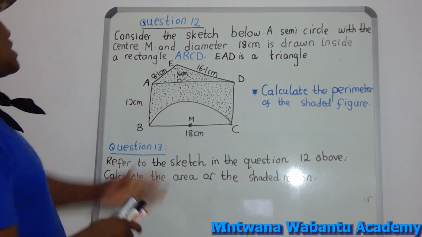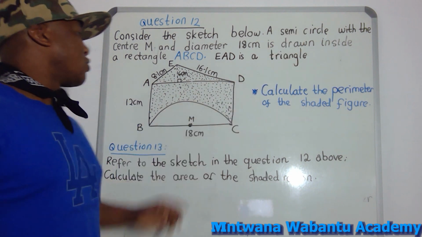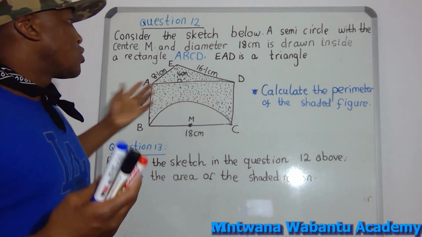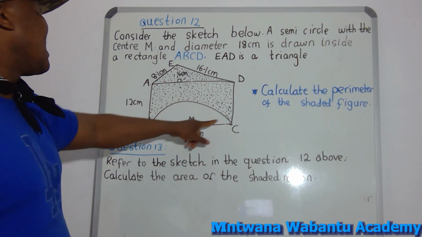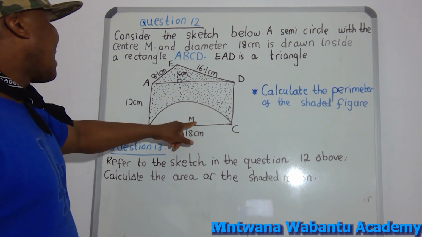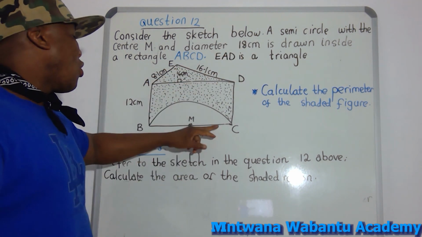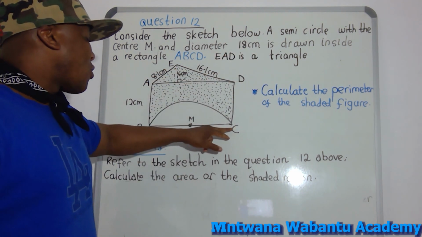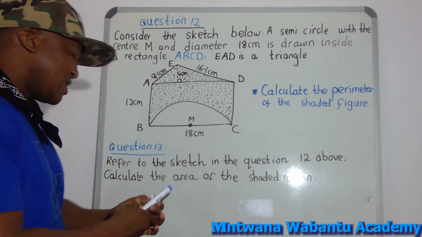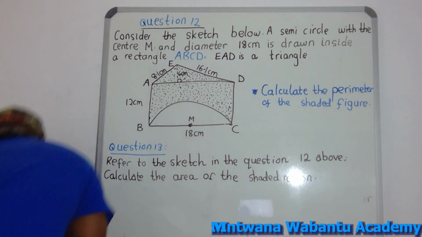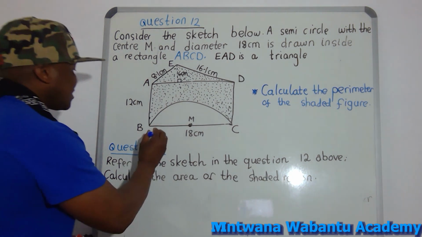Now they say here, consider the sketch below, a semicircle. You see this is a semicircle here, with center E, and a diameter of 18. So the diameter from here to there is 18, and this length here is 18 centimeters. This is 18 centimeters all the way.